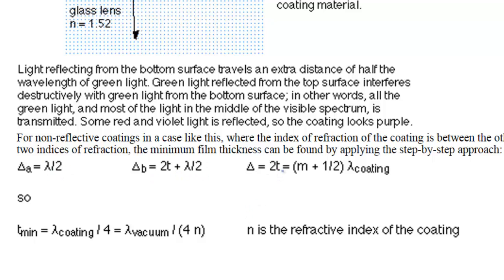So the overall change is just 2t. That means that your 2t for destructive interference is going to be equal to m plus a half times lambda of the coating. So your minimum is again going to be lambda of the coating divided by 4, and not forgetting to include the refractive index of the coating when you're trying to compare it with the wavelength in air or in a vacuum.